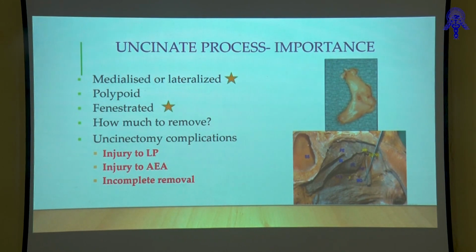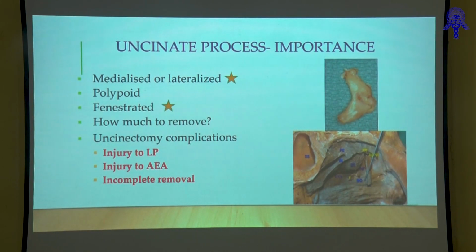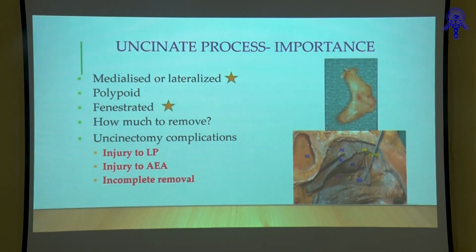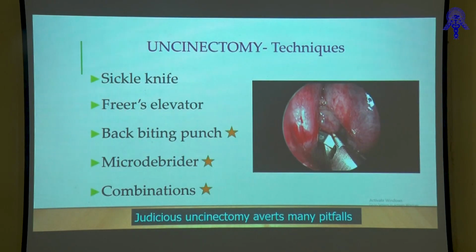Complications: you can go straight into the lamina papyracea, causing an orbital penetration, or injury to the anterior ethmoidal artery. The anterior ethmoidal artery will be here at the skull base anteriorly. Incomplete removal will lead to a failure. That is also a complication because that will close the MMA, or middle meatal antrostomy, that you have created.